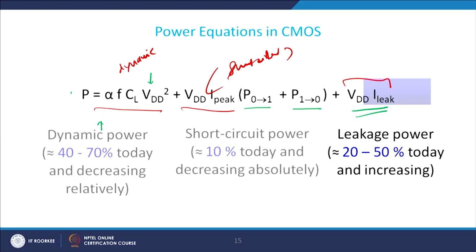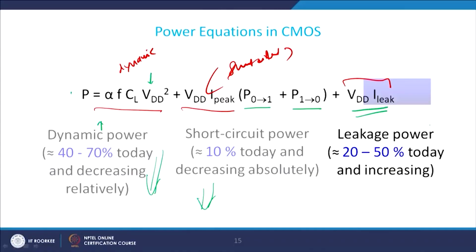The second thing is that short circuit power is relatively small, approximately 10% of the total charge available, and is decreasing. So, this is also decreasing, this is also decreasing. What is increasing is basically my leakage power. Because of the reduced dimension, you have a larger chance of the charge carriers leaking, and that is the reason it is leaking by 20 to 50%, and here is where people are actually concentrating largely on optimizing power.